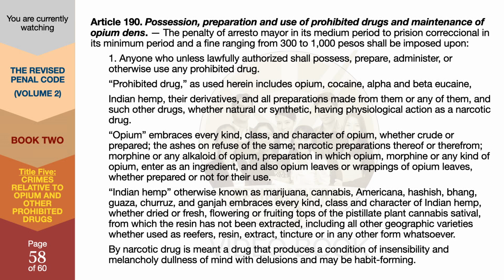Indian hemp, otherwise known as marijuana, cannabis Americana, hashish, bhang, guaza, churrus, and ganja, embraces every kind, class and character of Indian hemp, whether dried or fresh, flowering or fruiting tops of the pistillate plant Cannabis sativa, from which the resin has not been extracted, including all other geographic varieties, whether used as reefers, resin, extract, tincture or in any other form whatsoever. By narcotic drug is meant a drug that produces a condition of insensibility and melancholy dullness of mind with delusions and may be habit-forming.